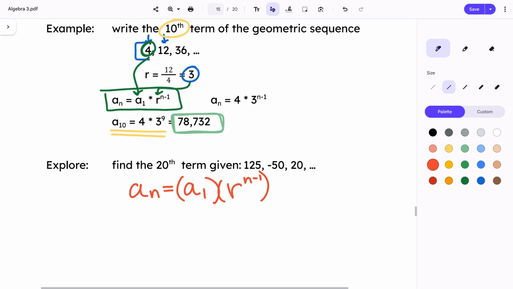What are we going to put in for A1? 125. Oh, wait, no, sorry. 20 goes in for what, though? The N. And so 125 times... Now I need to find my ratio. How do I do that?